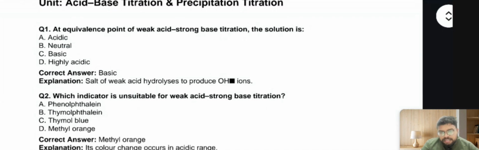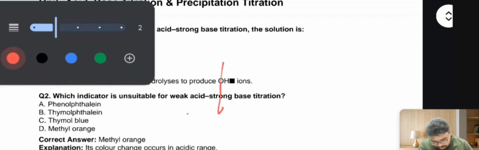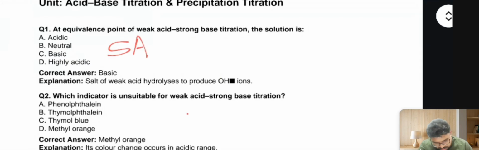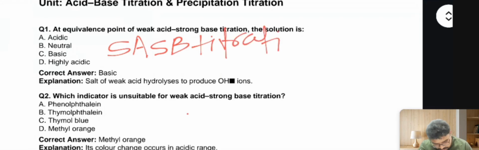Methyl orange gives a color change only in the acidic range. Let's discuss which types of indicators we use in acid base titration. So let's start with strong acid and strong base titration. Which indicators do we use?